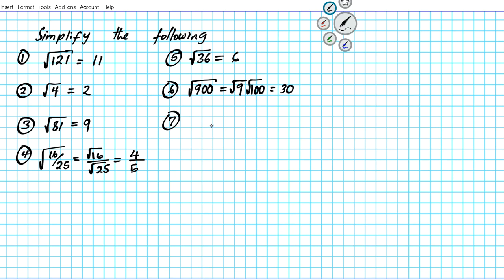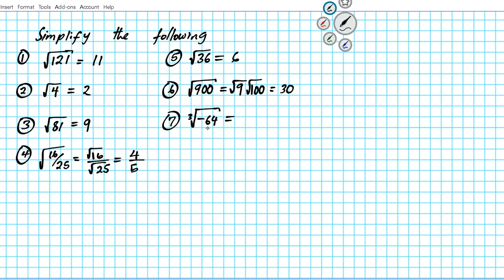Number 7, what is the cube root of negative 64? Now remember what 4 cubed is? Well, 4 cubed is 64.